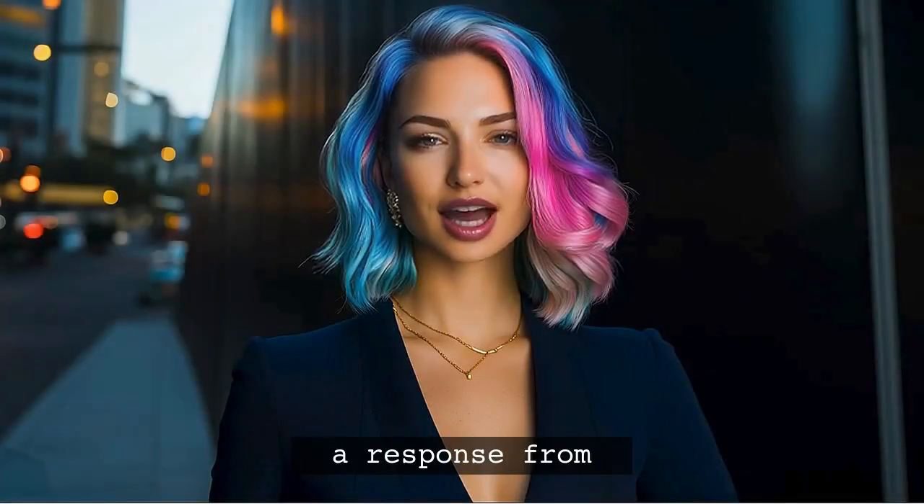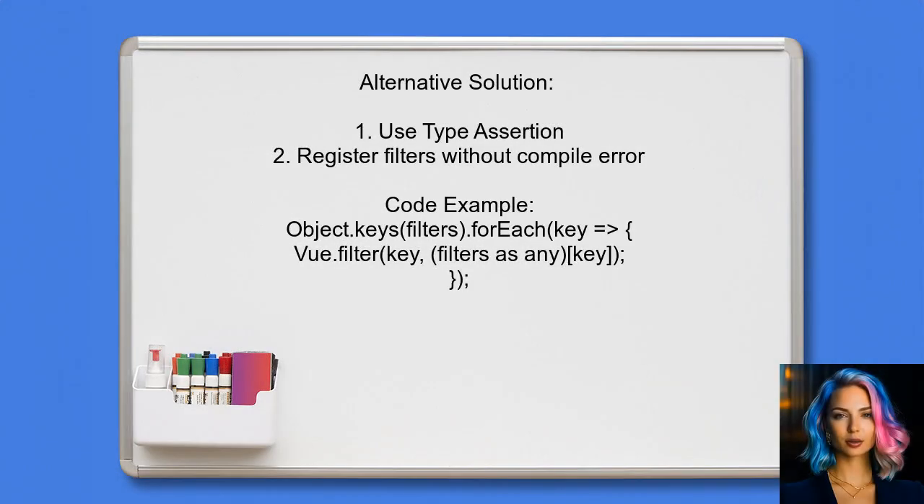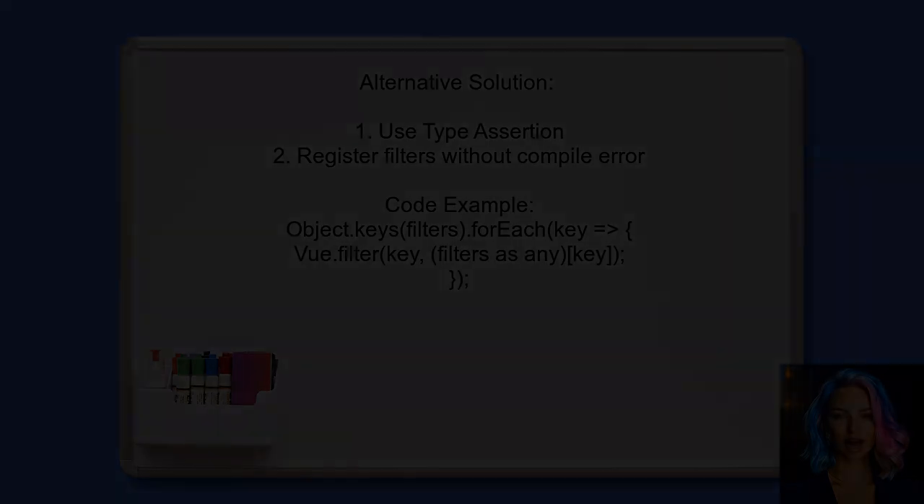Now, let's see a response from a different user. An alternative approach suggested by a user is to use type assertion. This allows you to bypass the TypeScript error by asserting the type of filters as any. This way, you can register the filters without encountering the compile error.